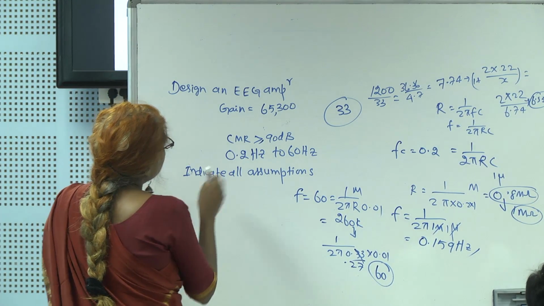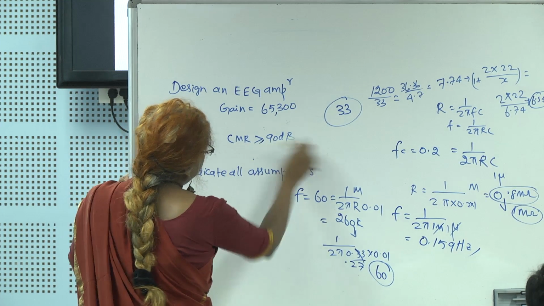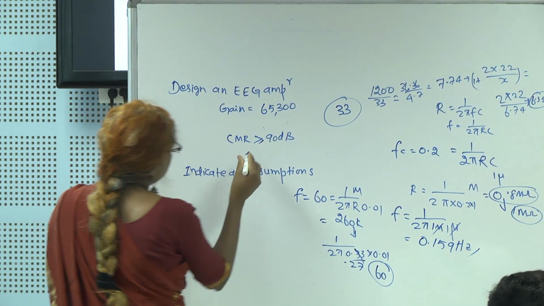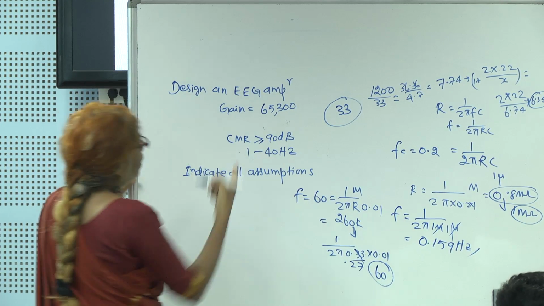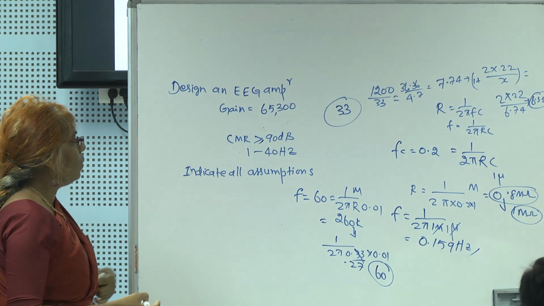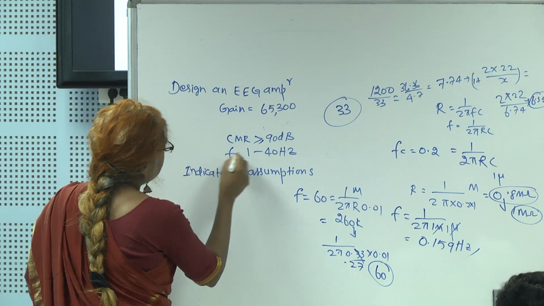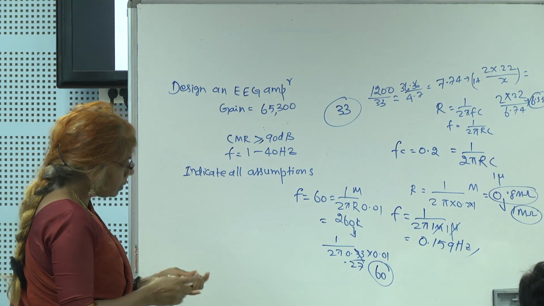Okay. So let us do, what is the frequency for ECG? 40, no? Let us do from 1 Hertz to 40 Hertz. Okay, gain is 65,300 and F is 1 to 40 Hertz. Just do this. Now you know how to do this.